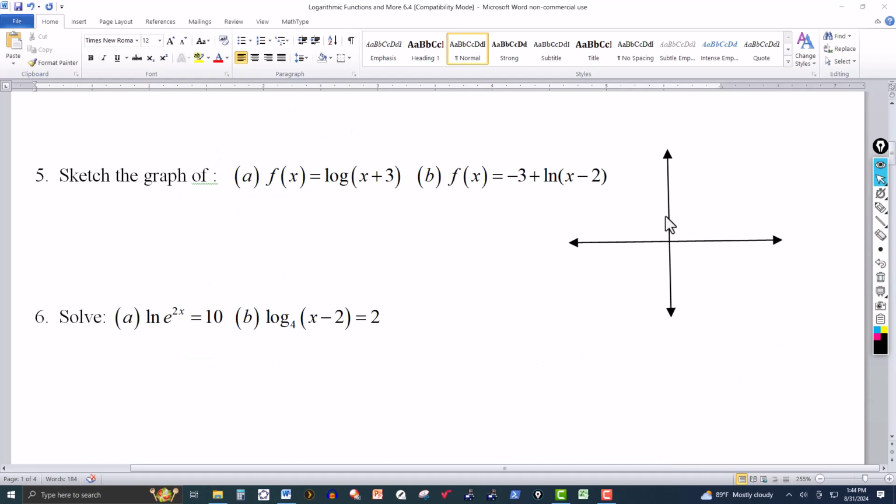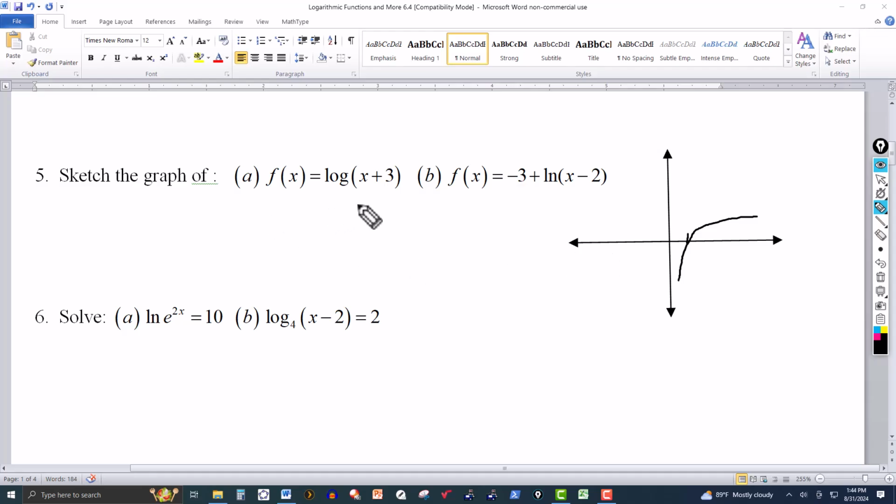Now for this one here, we're looking at a graph. Okay, this is understood to be base 10 here. So if you have the log to base 10 or base 7, as long as the base is larger than 1, the graph is going to pass through 1, 0, and it's going to go like this. Now the fact that we have x plus 3, it's going to be the same graph, except it's going to move over 3 units to the left.